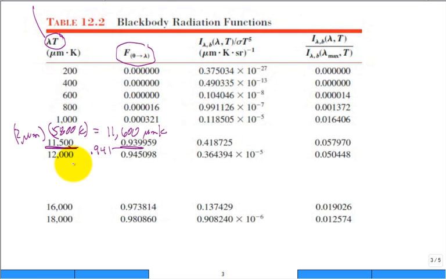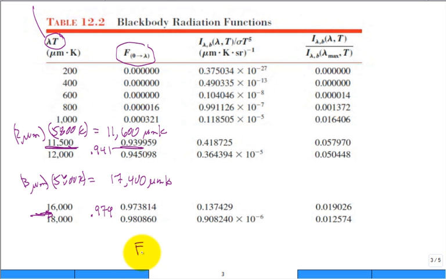Then might as well, while we're in the table, look at the 3 micron times 5,800 Kelvin. That gives us 17,400 micron Kelvin. It's in between these two values, linear interpolation, and we find that that fraction is 0.979, so almost 98%.